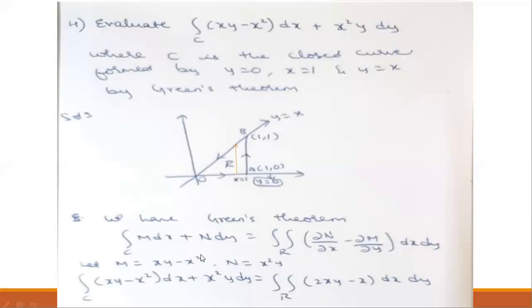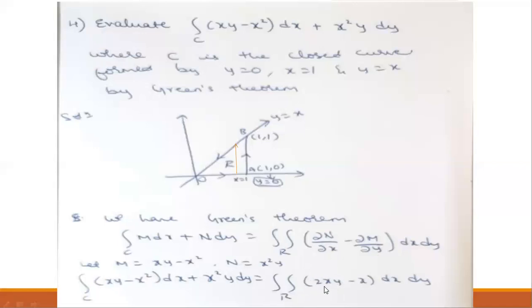So x minus x square means x square is treated as constant when we are differentiating partially with respect to y. So the derivative of a constant is 0. So ∂M/∂y we get minus x. Now look at this integral.